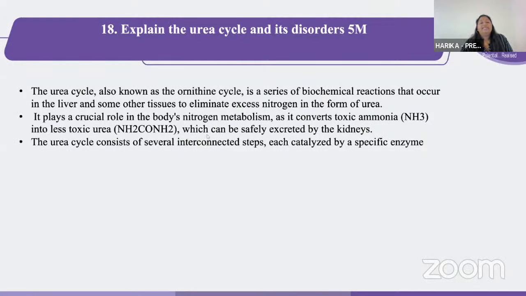Next question. Explain the urea cycle and its disorders. The urea cycle is also known as the ornithine cycle. It is a series of biochemical reactions that occur in our liver and some other tissues to eliminate excess nitrogen in the form of urea. It plays a crucial role in the body's nitrogen metabolism, and it converts toxic ammonia into less toxic urea, which can safely be excreted by the kidneys.